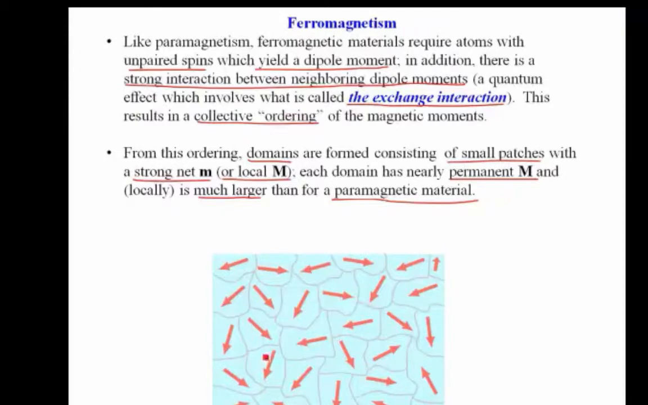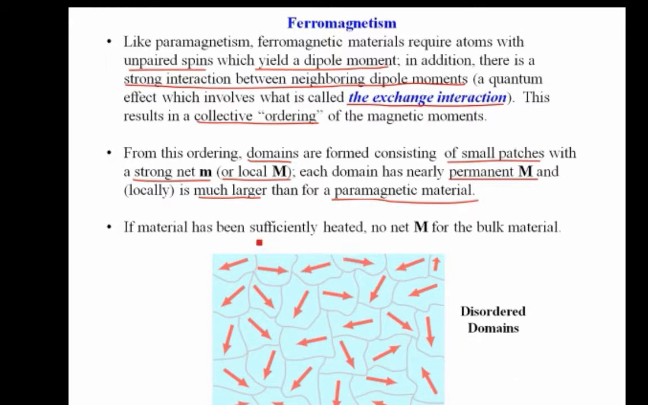So I show here just a cartoon of the magnetization with an accompanying dipole moment for regions of the material, and you can see here that they're basically all disordered, and so material that's been sufficiently heated to destroy interactions between the domains, and we get disorder. So as a result, we have no net capital M for the bulk of the material.